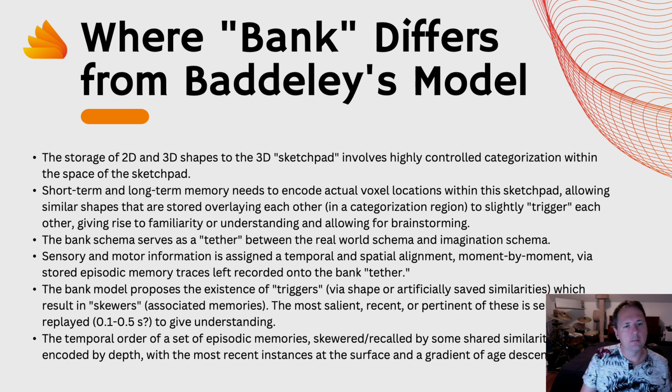Secondly, memory needs to encode actual voxel locations within perceptual space or within the bank, allowing similar shapes that are stored overlaying each other to slightly trigger each other so that you have understanding and familiarity. So the neural ensembles underlying other cup representations could be just slightly triggered by holding a coffee cup or something, but they're not firing as loudly as the coffee cup. It gives you understanding of these related concepts, and you can go there, you can move there, but it's more just like familiarity, just a little bit of a hint of something.